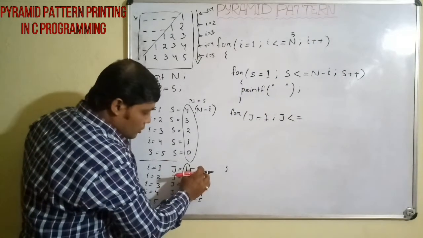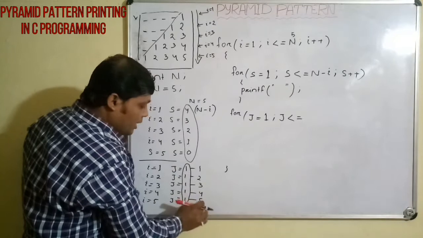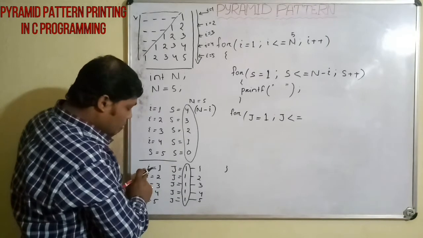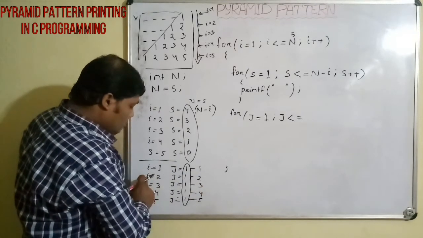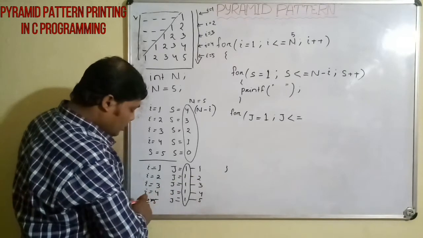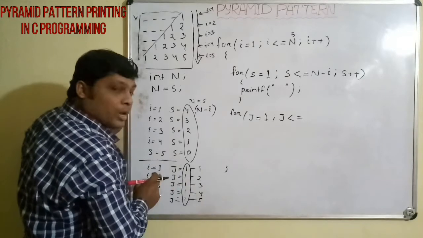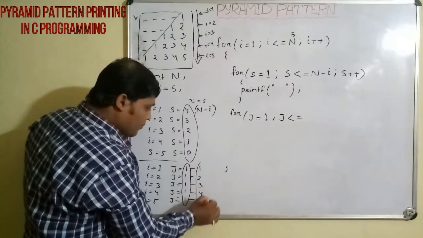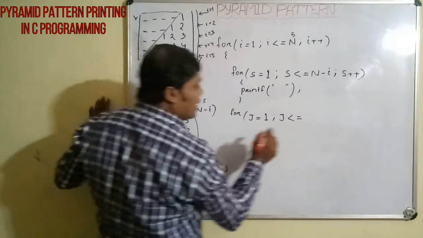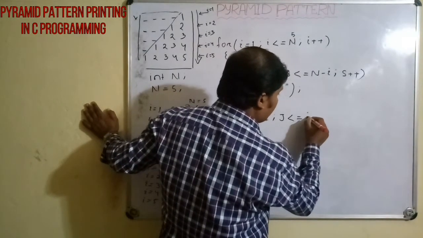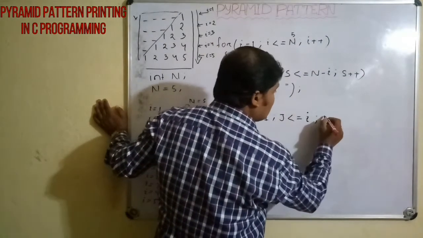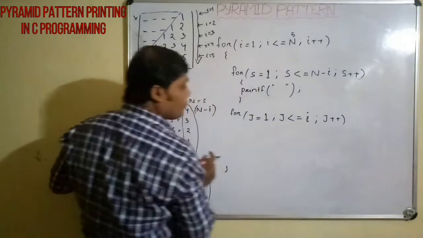Clear? So just see in which value j will end. This is a variable type: 1, 2, 3, 4, 5 like this. So just see, when i value is 1, j ends with 1. When i value is 2, j ends with 2. When i value is 3, j ends with 3. Like this, when i value is 5, j ends with 5. So j ends with which value? Nothing but i. So I can write here j less than equal to i. All of you understood? Just see. This is less than equal to, so this will be j plus plus.